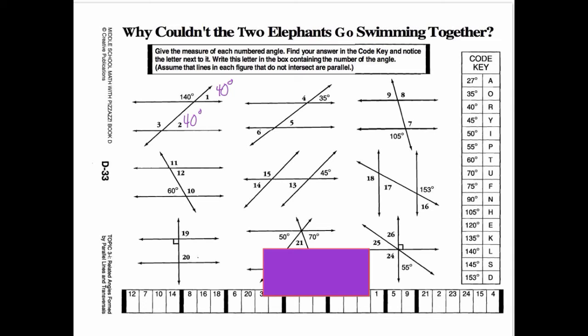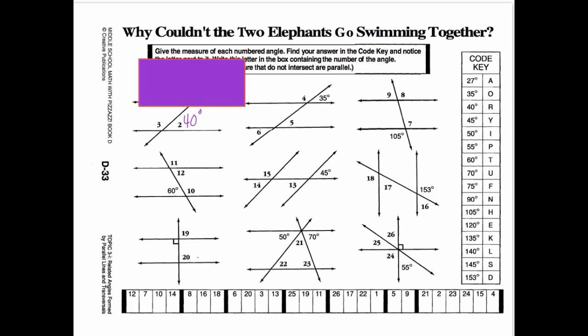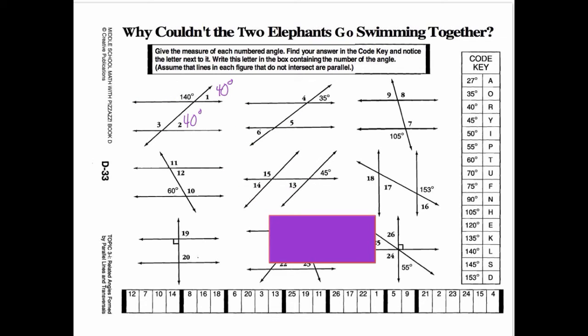And now we can think about finding angle 3 a couple different ways. We know that these two angles right here, angle 2 and angle 3, have to be supplementary. And also we know that this 140-degree angle and angle 3 are in the same location. So they would be corresponding angles, therefore they would be congruent. So I can also say that angle 3 would be 140 degrees.